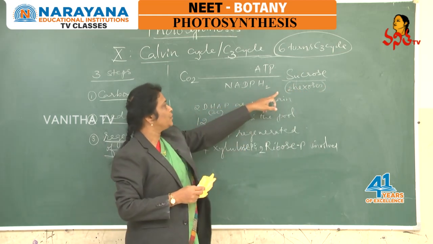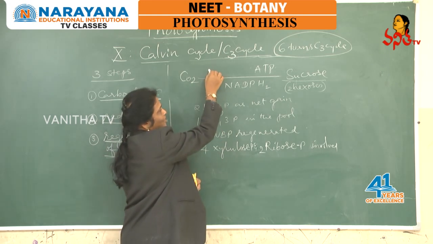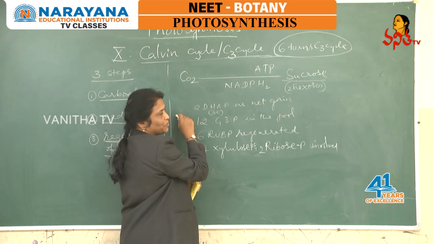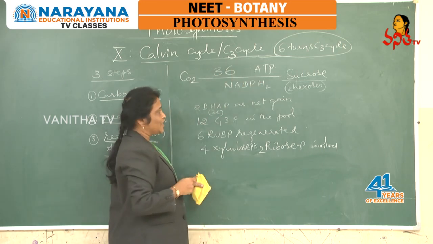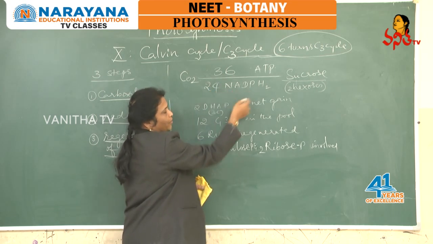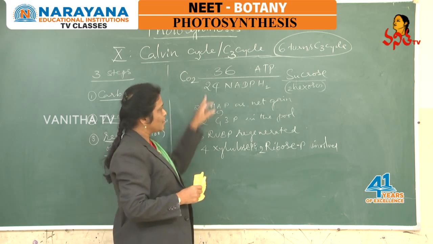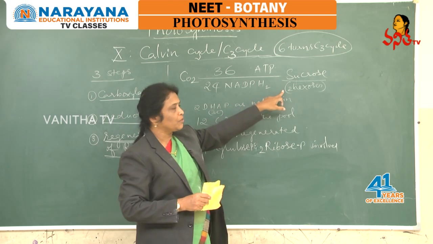For the synthesis of 2 hexoses, how many ATP molecules? That is 18 multiplied by 2. So, totally 36 ATP molecules are utilized, and how many NADPH? 24 NADPH molecules are utilized. And accordingly we can calculate for the synthesis of a sucrose molecule.